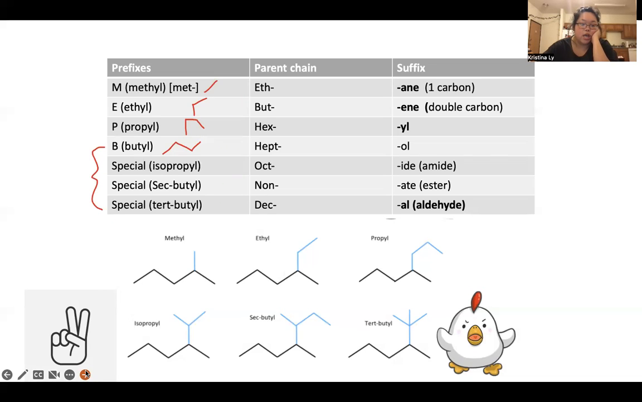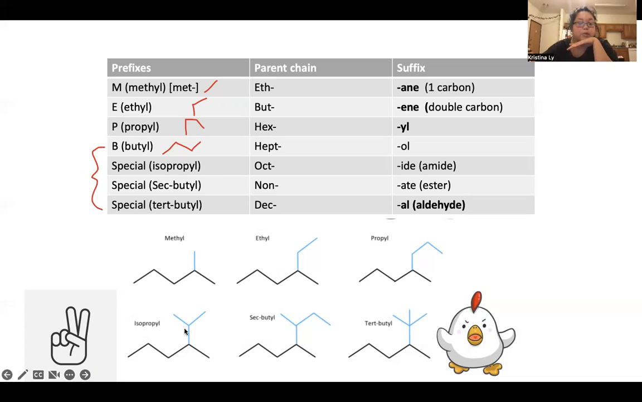In my previous video, I mentioned an abbreviation used in my OChem 331 class at Iowa State. The professor had one abbreviation, Mary Eats Peanut Butter, that helped us remember the order in which the carbon chain goes. Methyl has one carbon, ethyl has two, and so on and so forth. Later on, you'll see special structures, which I listed at the bottom: isopropyl, sec-butyl, and tert-butyl, showing what the structures look like.